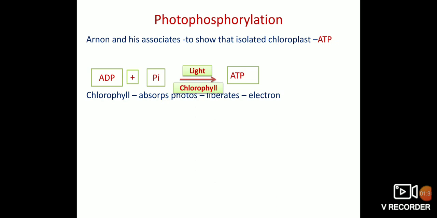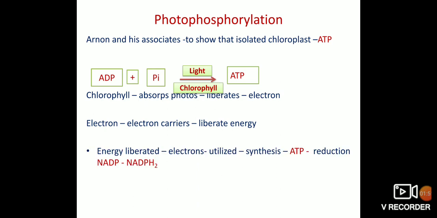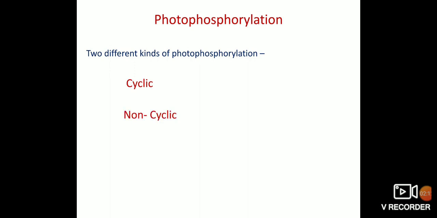The chlorophyll molecule absorbs photons and liberates electrons. These electrons pass through a number of electron carriers and liberate energy. The energy so liberated by the electrons is utilized for the synthesis of ATP and the reduction of NADP to NADPH2. Photophosphorylation is of two types: the first is cyclic photophosphorylation, and the second is non-cyclic photophosphorylation. First, I will be discussing non-cyclic photophosphorylation.